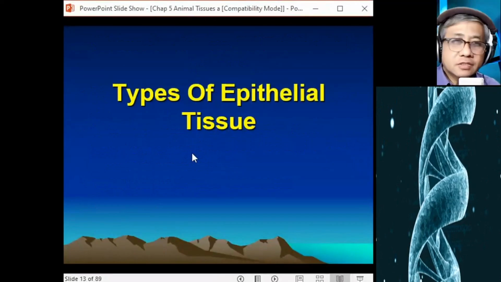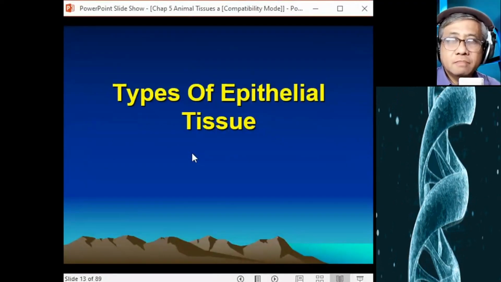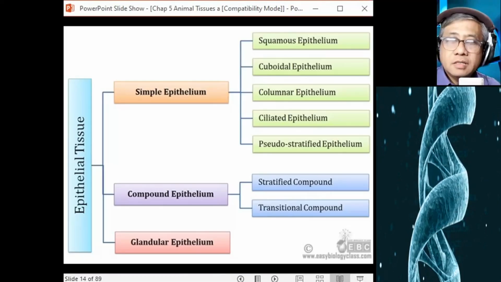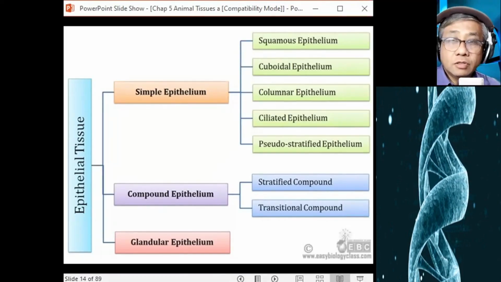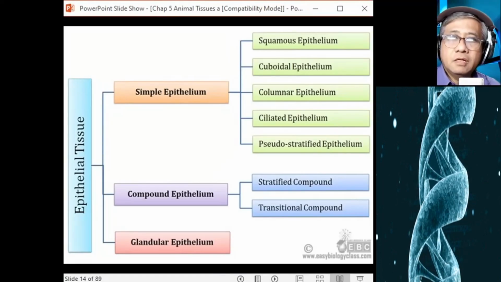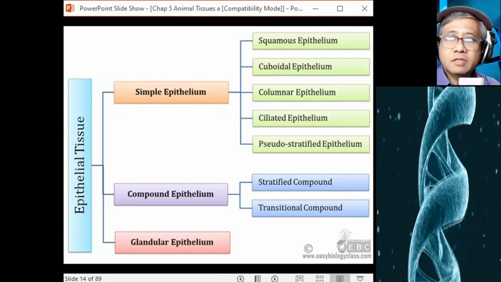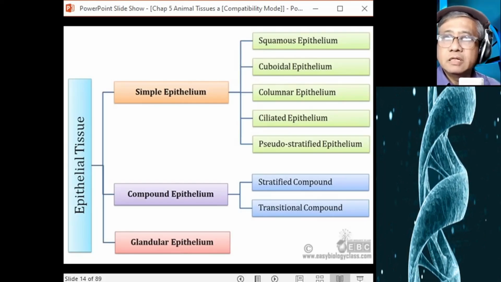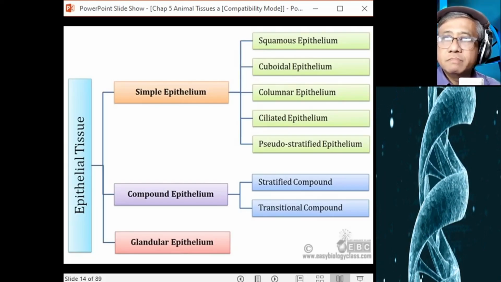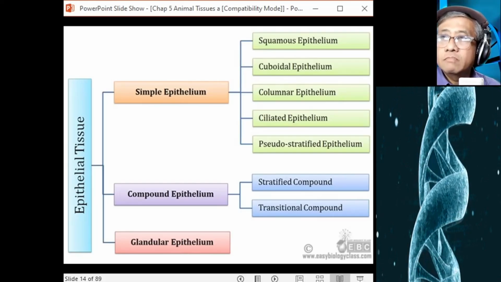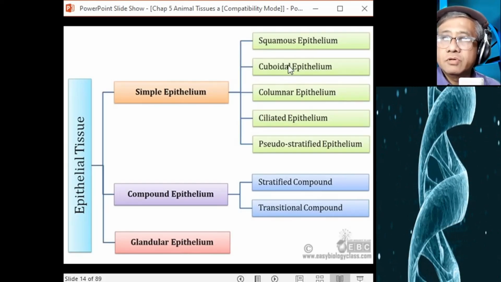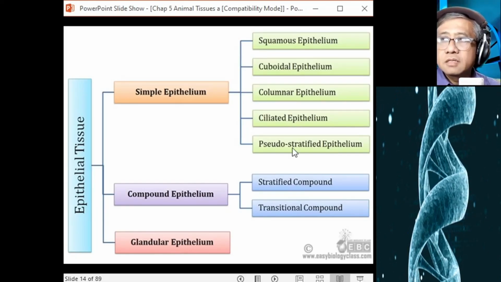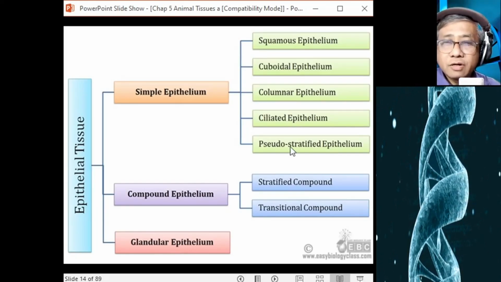Alright, so let us now proceed with the different types of epithelial tissues. Now, everybody kindly take a look at this concept map. So, epithelial tissue is classified as follows. We have simple, compound, and glandular epithelium. Now, under simple epithelium, we have squamous, simple cuboidal, simple columnar, simple ciliated, and simple pseudostratified.